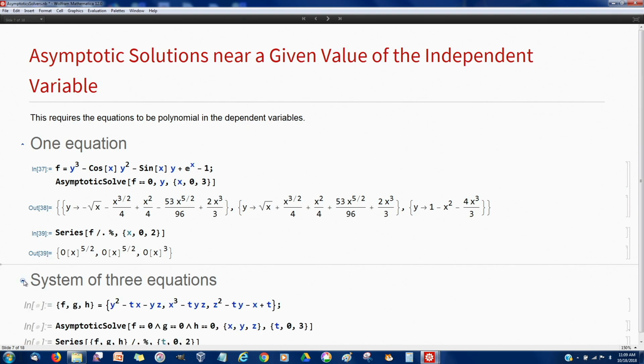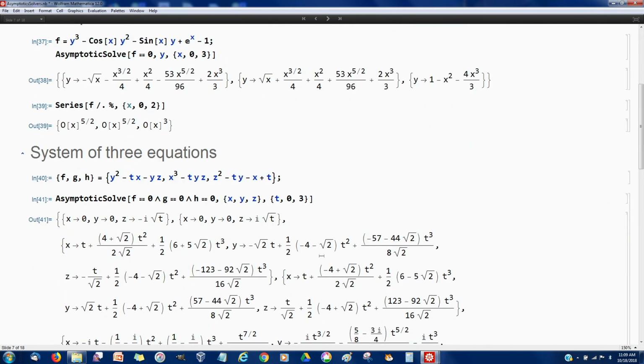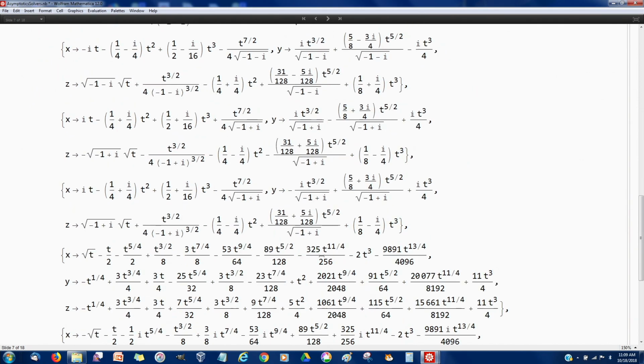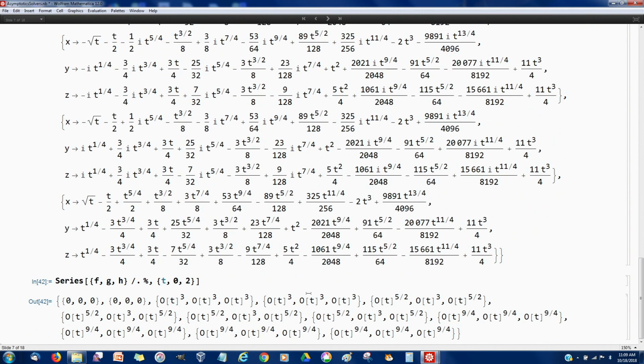And here we try a system of 3 polynomial equations. Again, one independent variable, but 3 dependent variables. And we get several solutions that are Poisson series, and we can back substitute to check that we get zeros up to the specified order.